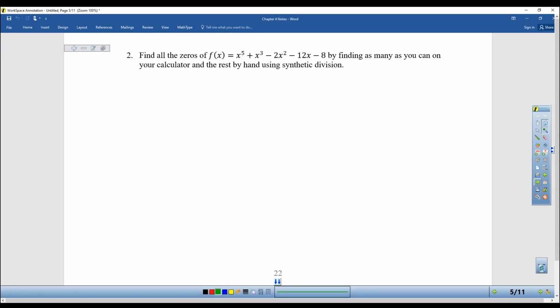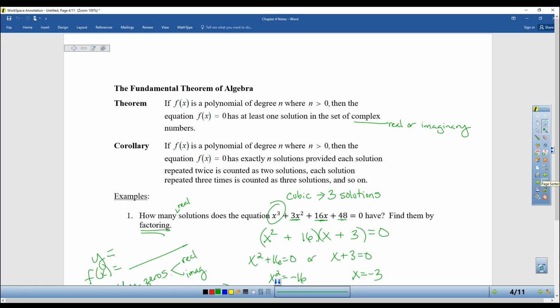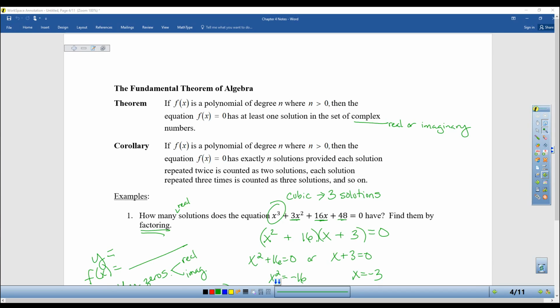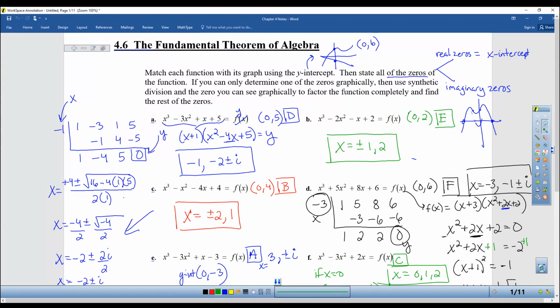All right, now this one says find all of the zeros of f of x by finding as many as you can on your calculator and the rest by hand using synthetic division. The last one was very clear. It said find them by factoring. They're saying to you, I know you can factor this. This one is making it clear you're going to have to use your calculator. You can't factor that. So now we're going back to what we did in the beginning of the hour, where you look at the graph to get as many zeros as you can and use synthetic to get the rest. So let's put that onto our graphing calculator.